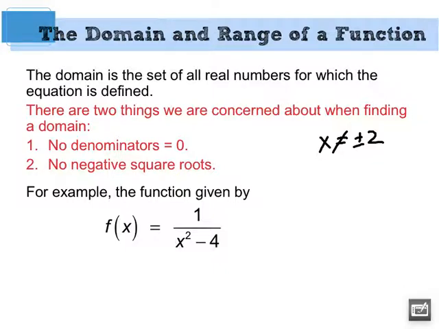Anything else cause problems? Anything else make that denominator equal to 0? No. Any square roots to deal with? No. So we're good. Except, a little small thing here, this is not acceptable notation. It has to be in interval notation. Anybody want to give that a shot?